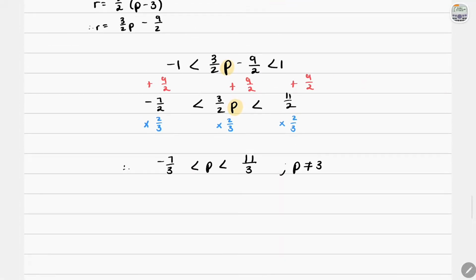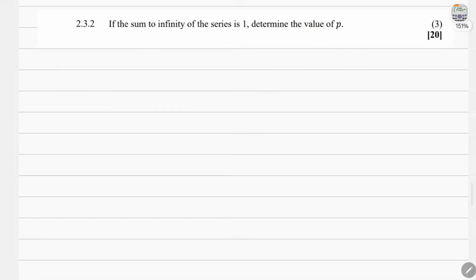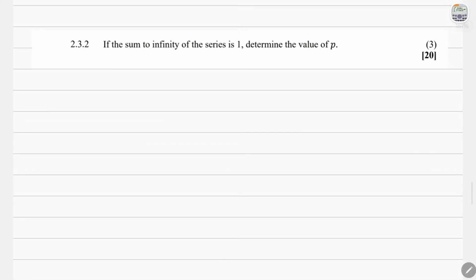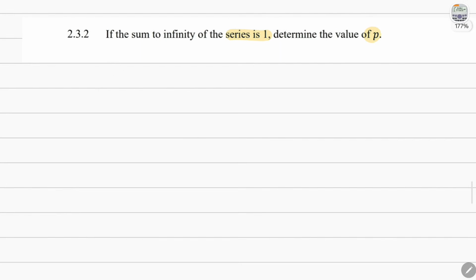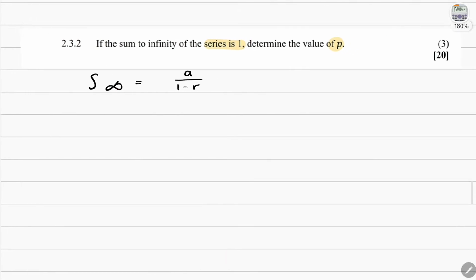Moving on to the next question. And then question 2.3.2 says, if the sum to infinity of the series is 1, okay, determine the value of p. So the sum to infinity is 1. Sum to infinity, the formula is a over 1 minus r. So we just need to find a, and then we already know what r is in terms of p, and we know that the sum to infinity is actually equal to 1.